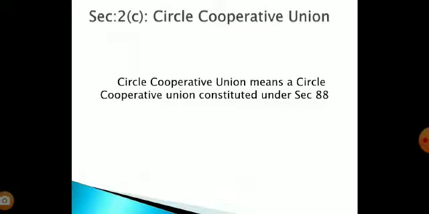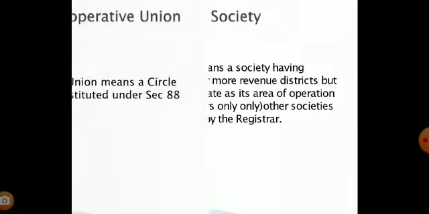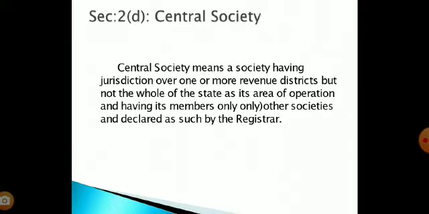Circle cooperative union means the circle cooperative union constituted under section 88. Section 88 of the KCS Act specifies the constitution of the circle cooperative union. These cooperative unions are mainly formed for promoting cooperative organizations and cooperative education within the state of Kerala. Okay.